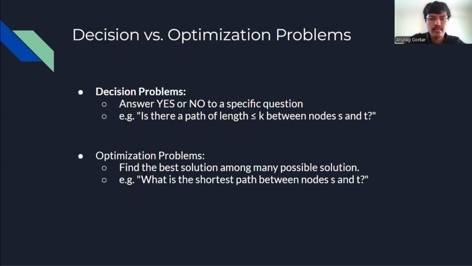We often distinguish between decision problems, which have a yes or no answer, for example, is there a path of length less than or equal to k between nodes S and T, and optimization problems, where we seek the best solution, like the actual shortest path. The dominating set problem is typically posed as a decision problem in complexity theory.